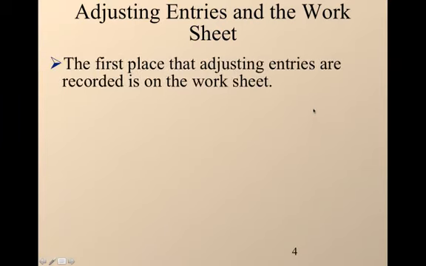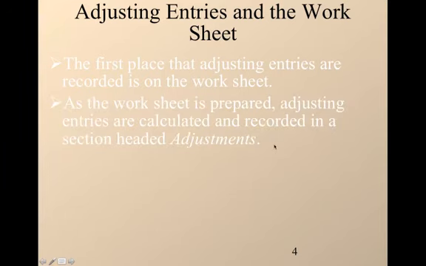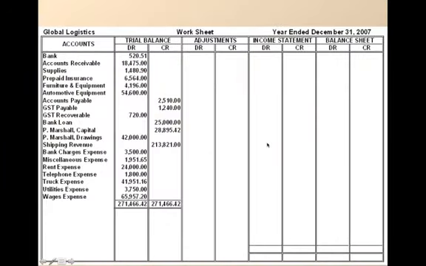Okay, so basically, as a reminder as well, the first place that adjusting entries are recorded is on the worksheet. But remember, you need to journalize them and post them still after you do them on the worksheet. As the worksheet is prepared, adjusting entries are calculated and recorded in that section called Adjustments. Okay, so let's take a look at it.